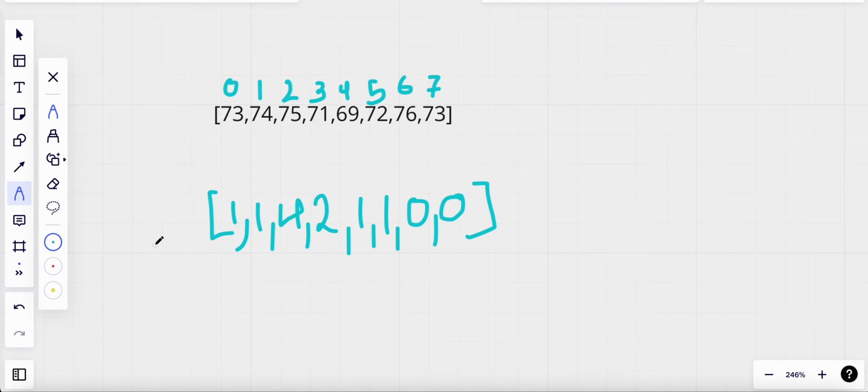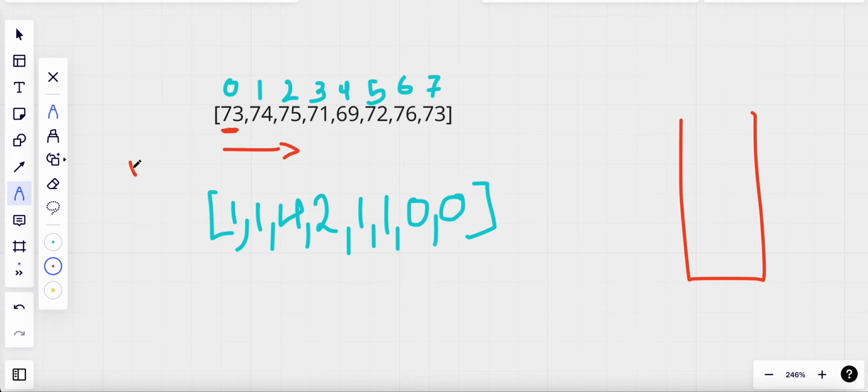So basically we are going to use a stack. What we are going to do is not go forward as we did for n squared. Like for 73, we are not going to find which day has a greater temperature. Instead, we are actually going to look backward.